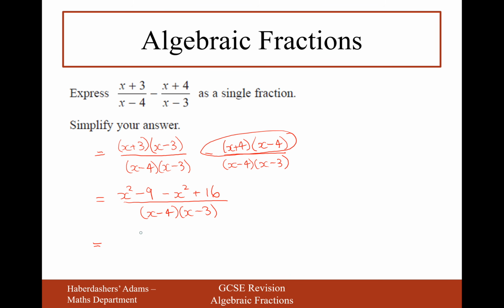In this question, the x squareds cancel out, and we'll be left with minus 9 add 16, so that'll make it 7 over (x minus 4)(x minus 3). And there we are, that is our simplified answer for this question here.